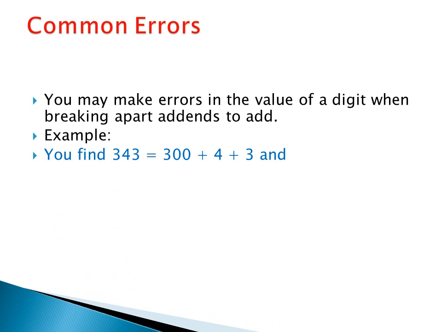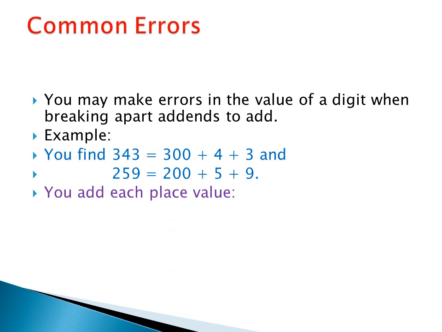Example, you find 343 equal 300 plus 4 plus 3. That's wrong. 343 equals 300 plus 40 plus 3 because 4 is tens, not ones. And you may break apart 259 into 200 plus 5 plus 9. It should be 200 plus 50 plus 9. Again, 5 is tens, not ones.